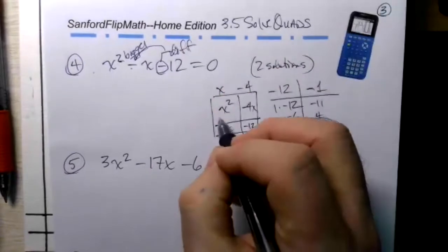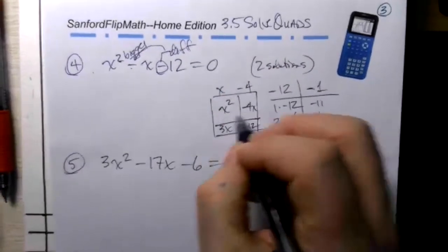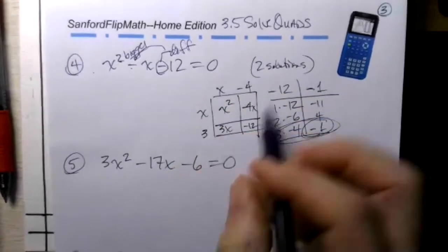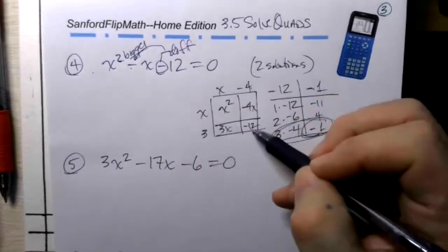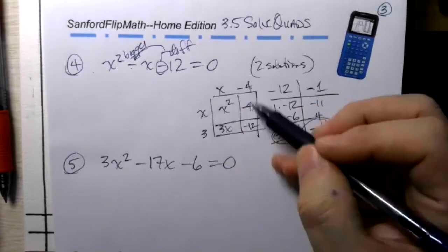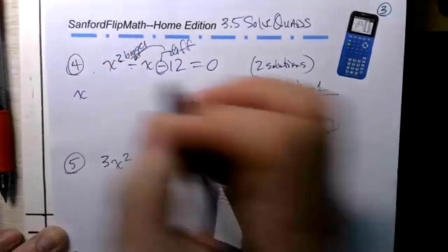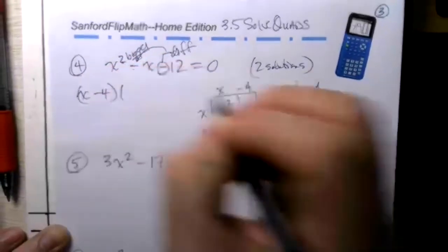Here is x. Here is just x. And here is 3. Now let me double check. 3 times -4 is -12. X times, okay, so it looks to me like my signs are working. So I'm going to say x minus 4, x plus 3.